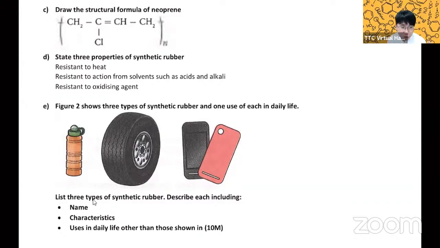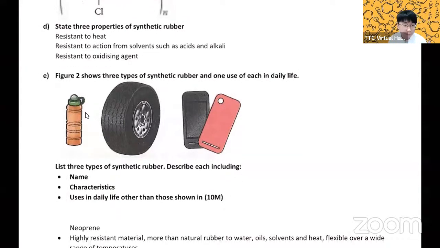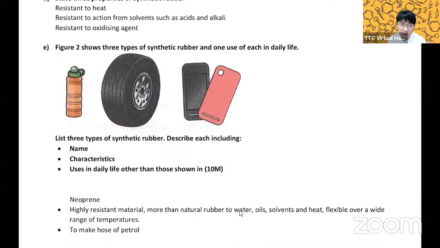Then your plastic bottles. Name these three types of synthetic rubber here. For plastic bottles, we call it neoprene. Highly resistant material, more than natural rubber to water. Maybe more insoluble, I guess. It means that it is waterproof. Flexible over a wide range. This one is about water solubility. It is used to make hoses, petrol hoses.